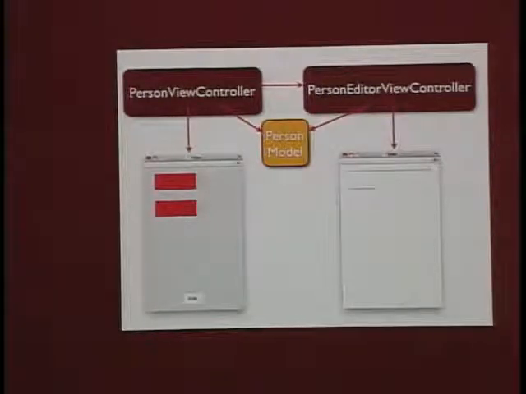We would then do some work and return back to the person view controller to see the edits that we'd made. Along the way, in order to pass information along, because we have a pointer to our person editor view controller, we just set the person model pointer in the person editor view controller to the model we already have, so that we would share that data.